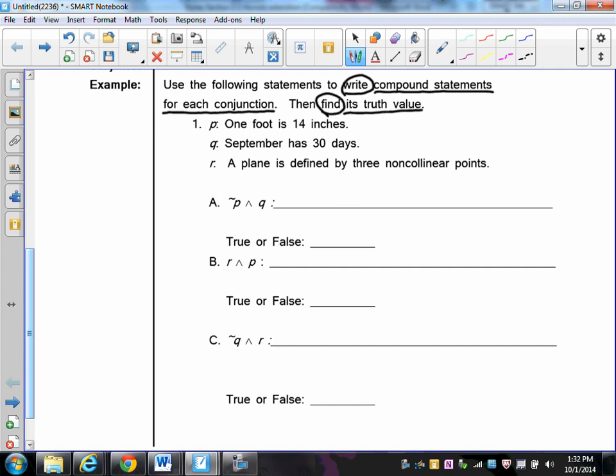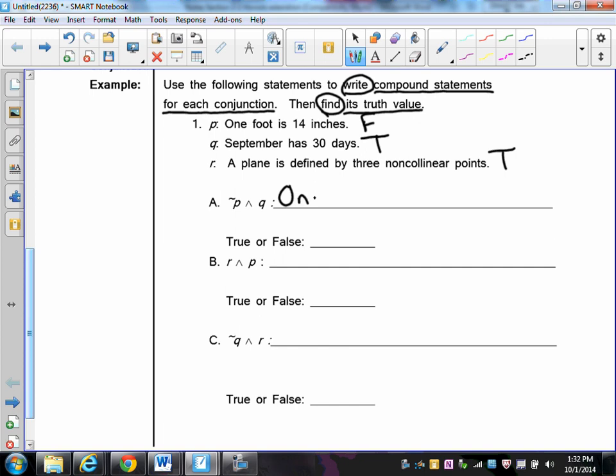So let's just look at the truth value of each of these. For P, 1 foot is 14 inches. That's false. 1 foot is 12 inches. Q says September has 30 days. That's true. And R, a plane is defined by 3 non-collinear points. This is moving back to Unit 1 stuff. That's true. Whenever I combine this, I have not P and Q.